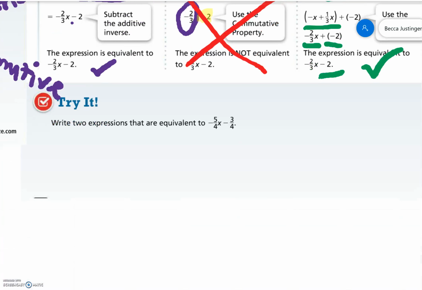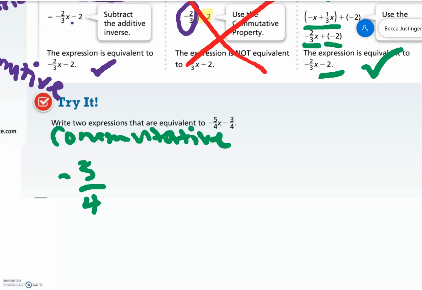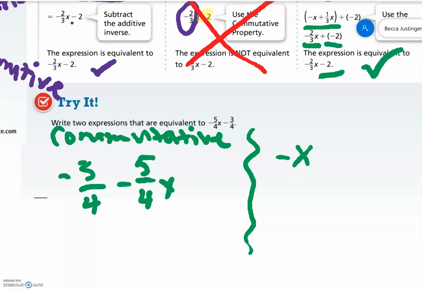Try it. Write two expressions that are equivalent to negative 5/4 x minus 3/4. First thing we can do, commutative property. We can change the order and write this as negative 3/4 minus 5/4 x. Or we could break it up and we could write this as like negative x minus 1/4 x minus 3/4, because then whoever was solving this would have to simplify by combining like terms.